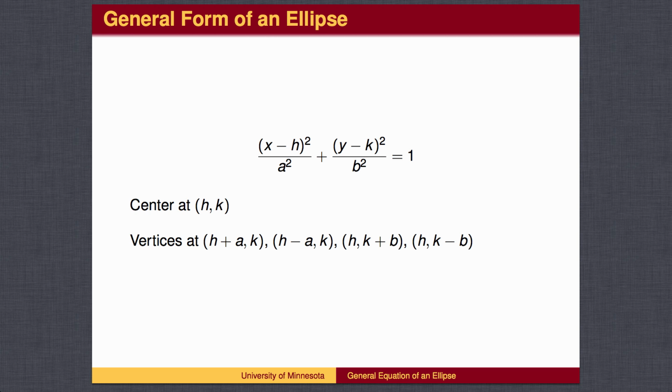As we did with the circle, we can shift the center to the point (h, k). We will have vertices to the left and right of the center by a distance of a, and vertices above and below center by a distance of b.